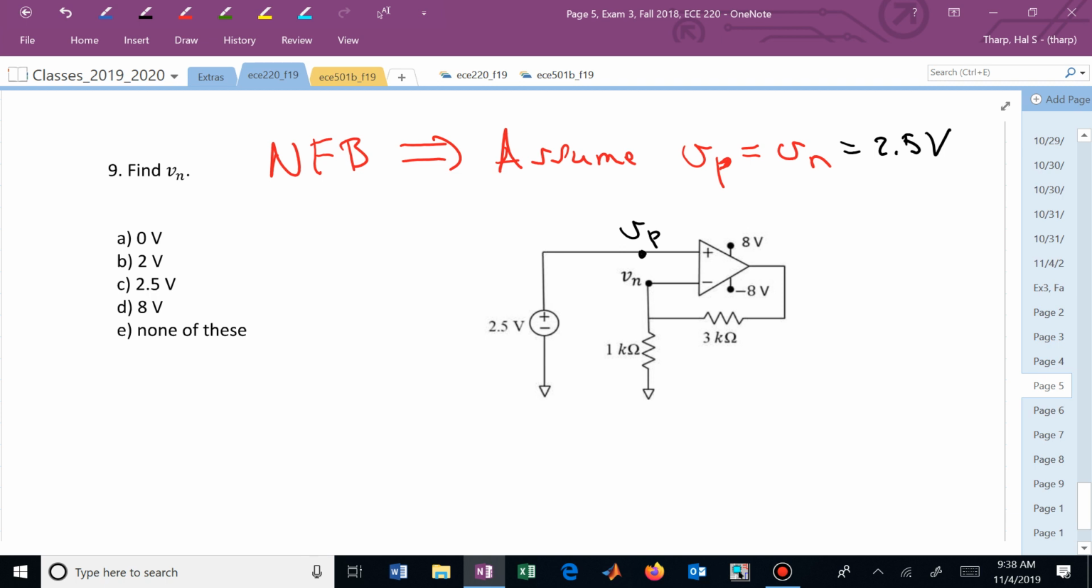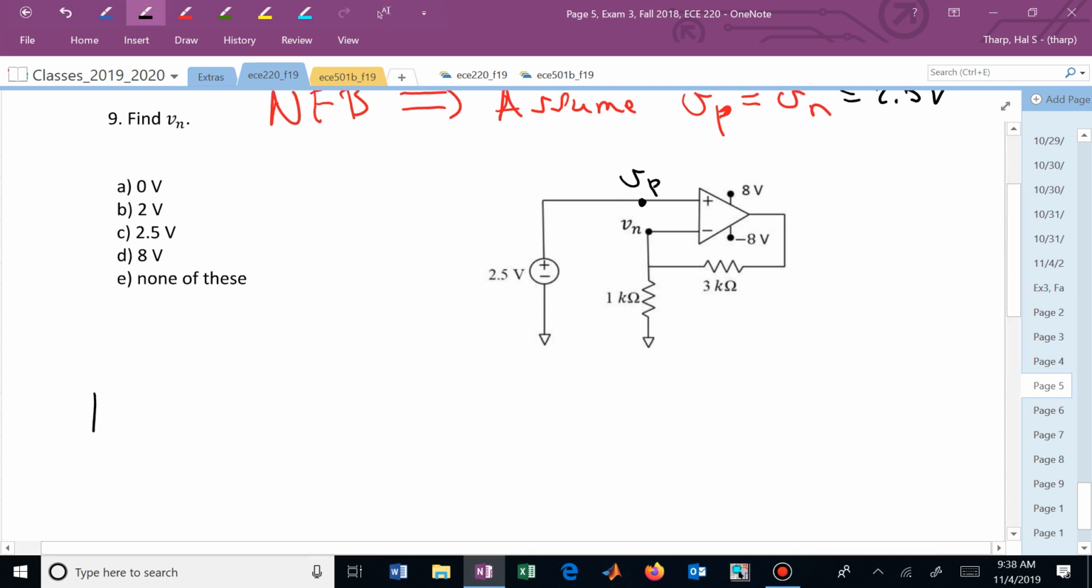Do you see? And this is in part 2, so it shouldn't be that easy, right? To just say, oh, that's 2.5. Could be. Might not be. So let's figure out what the output voltage is. Let's do the next step in our analysis, which is KCL at v sub n.